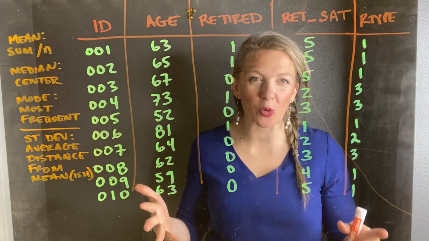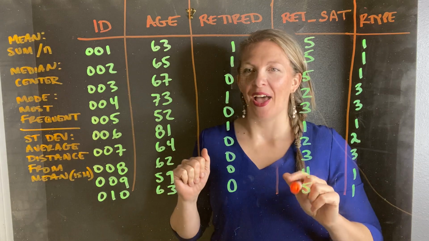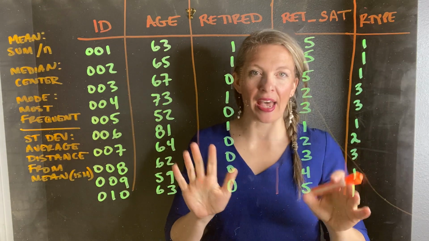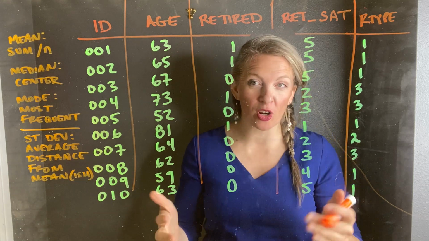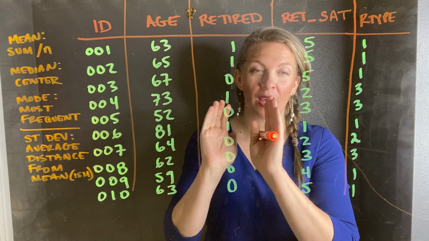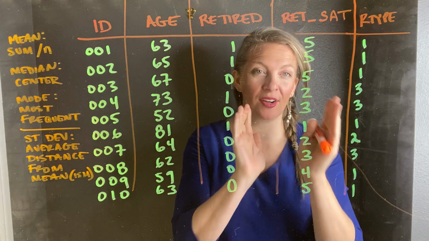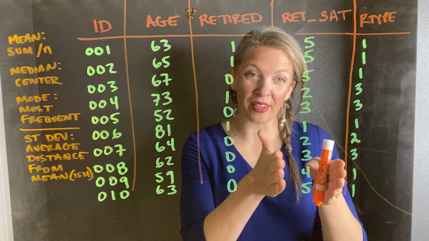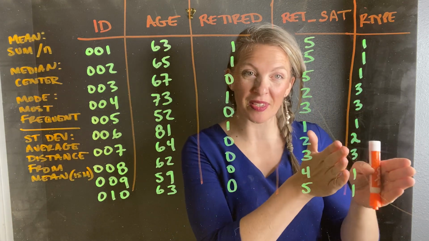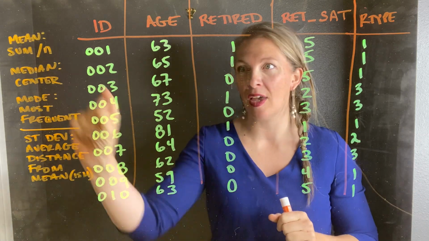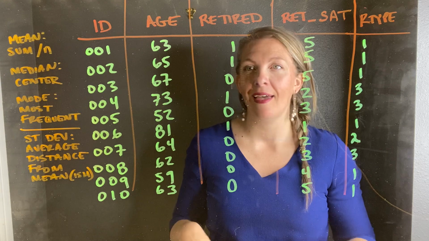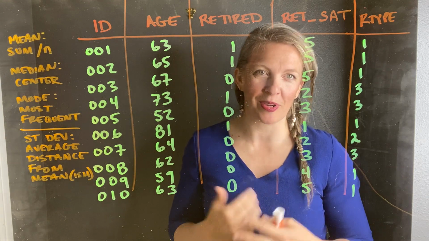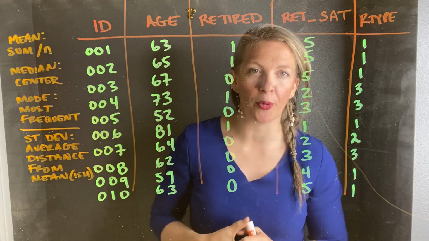So how do you describe a data set? Here we have a data set that has four meaningful variables plus an ID variable. The four variables are age, whether or not a person is retired, their satisfaction with their retirement package, and the specific retirement package that they have. Each row here, each observation, is going to be an individual person, and those four variables describe each of those folks. We also have an ID variable.